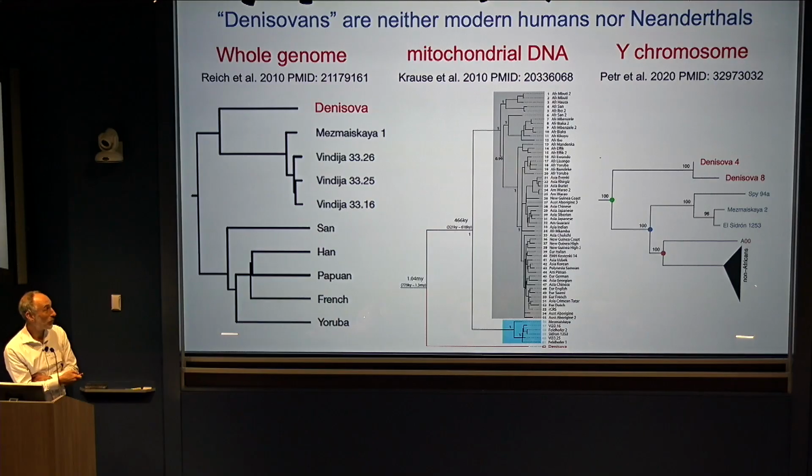And then if you look at the Y chromosome that just came out a few years ago, it's the same thing. It's maybe 800,000 years for the Denisovans and 400,000 years for the mitochondrial DNA. So it's a really special, different thing. And how does this go?